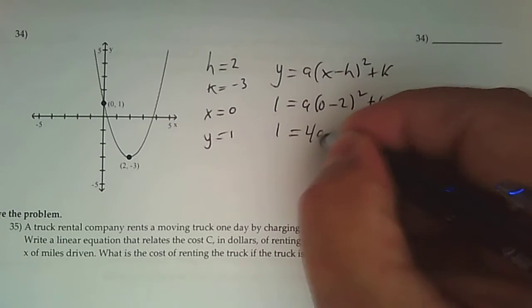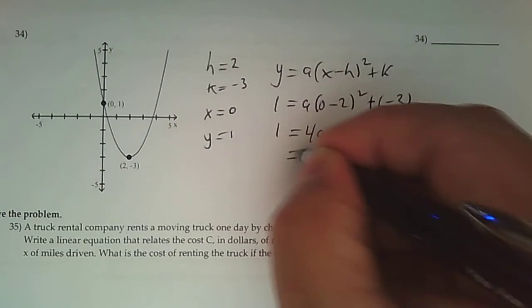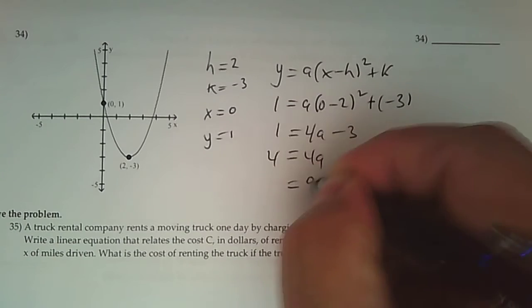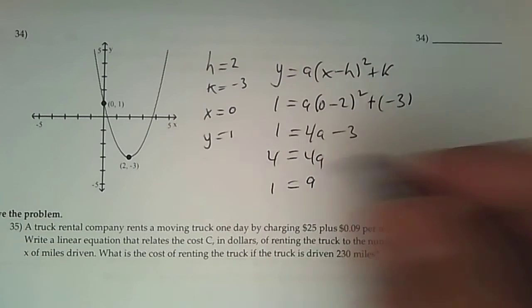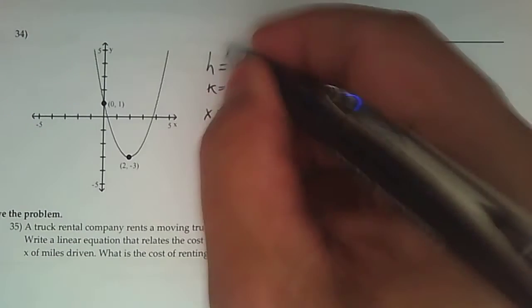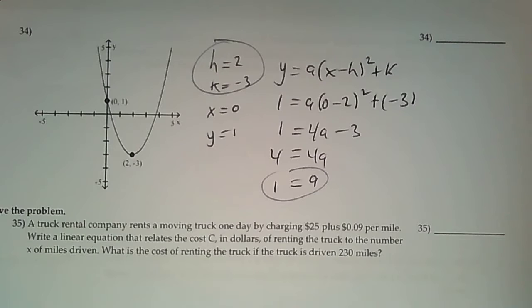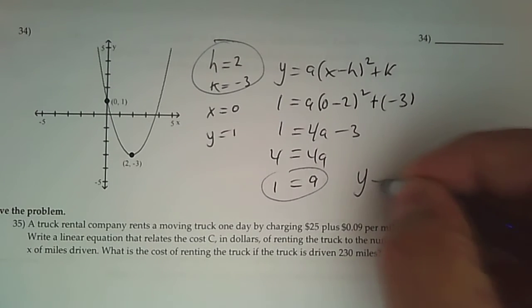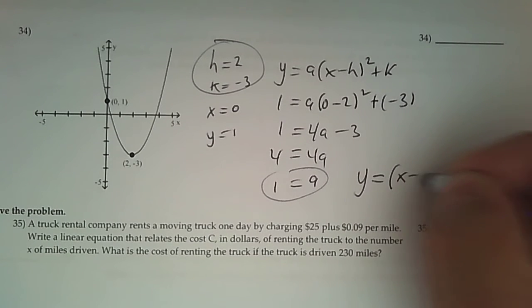This is 4a, subtract 3, add 3, divide, and you can see a is equal to 1. Now this is what we need, a, h, and k to write the equation. So a is 1, so I don't need it in front, so it's x minus 2 squared, subtract 3. Done.